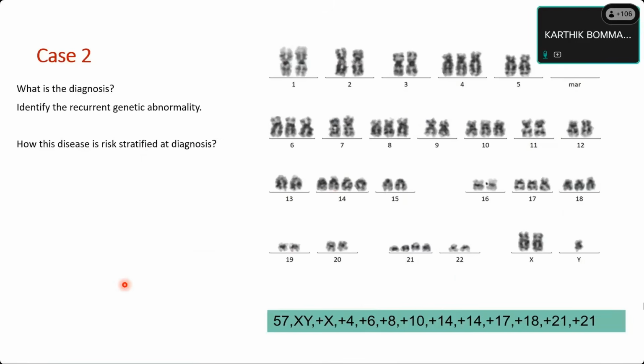Based on the karyotype figure given here, what is the recurrent genetic abnormality present? Hyperdiploidy. We can see hyperdiploidy. Why do you call it hyperdiploidy? So more than 50 chromosomes, 57 chromosomes are there. Okay, so if it is 67 chromosomes, 65 chromosomes, you will call it hyperdiploidy? Yes, sir.